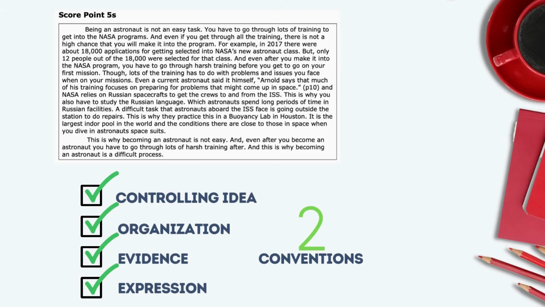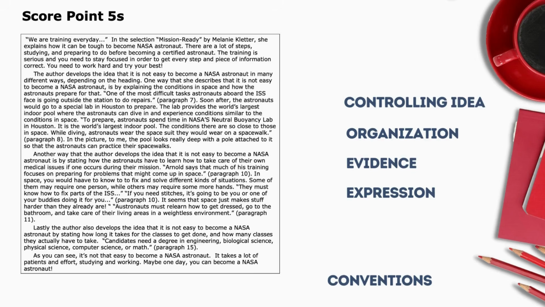They also got a 2 on conventions here because they are showing that they have consistent command of conventions with very few errors in punctuation and spelling that don't really impact the clarity of their writing. So this is an example of a 5 that's a little bit shorter. Now this 5 is an example of a longer response where students are using all the paragraphs.